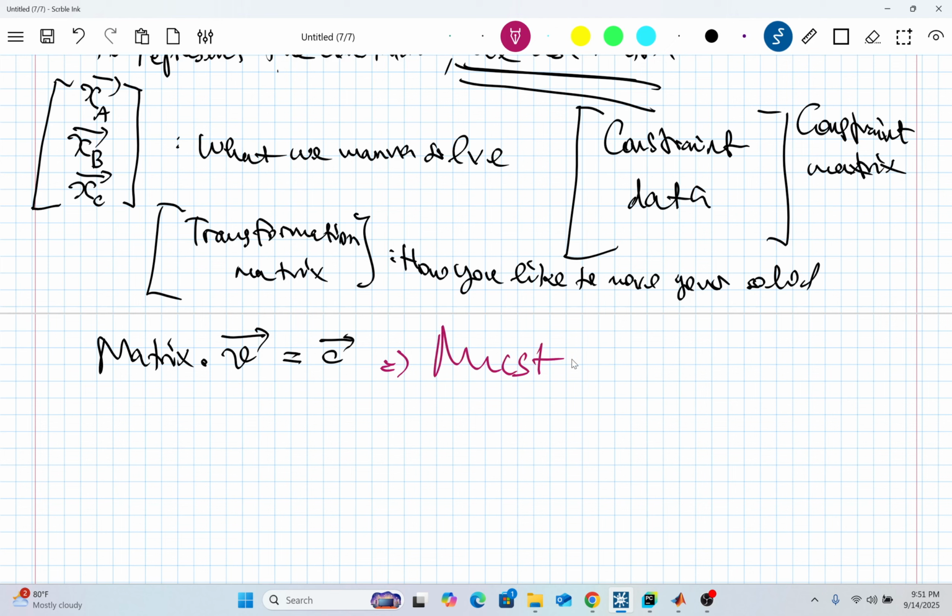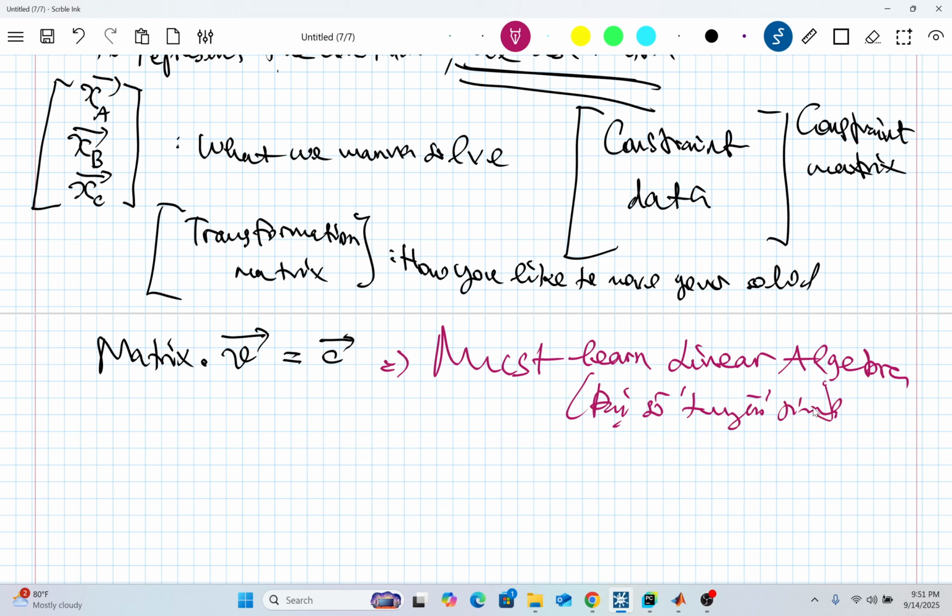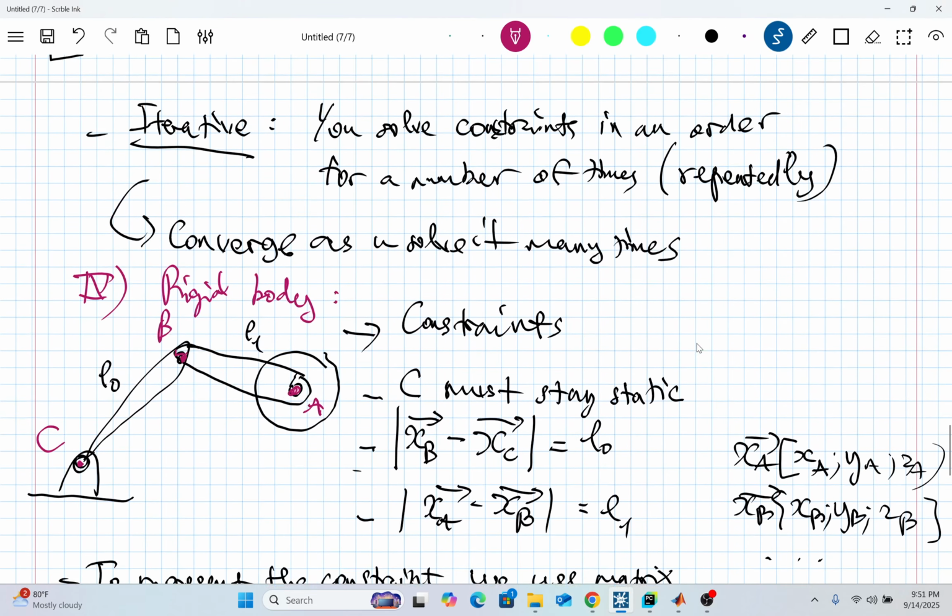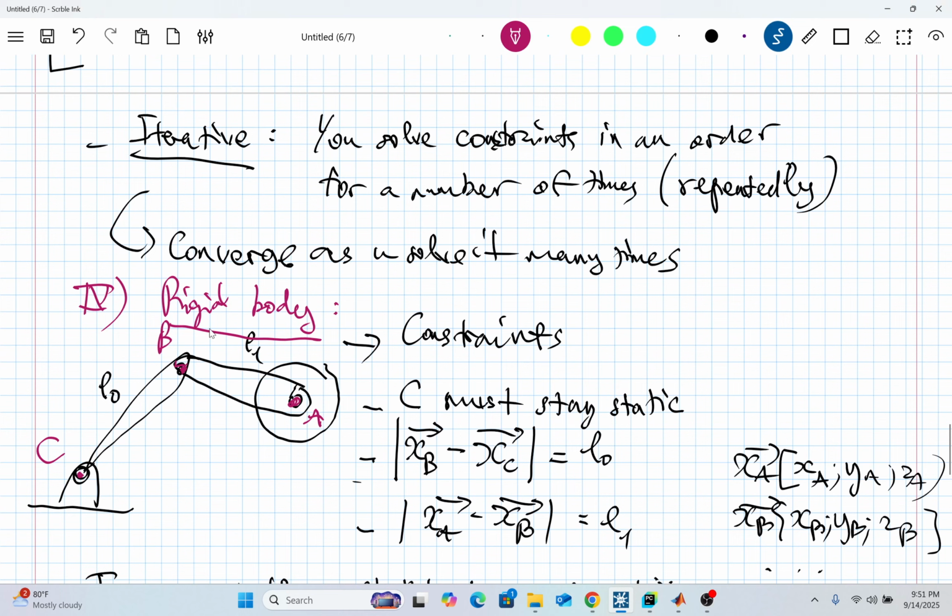You must learn linear algebra, hoặc là nó là đại số tuyến tính đấy. Đó. Okay. You have to learn how to use your matrices. Rồi. This rigid body, you solve for constraints.